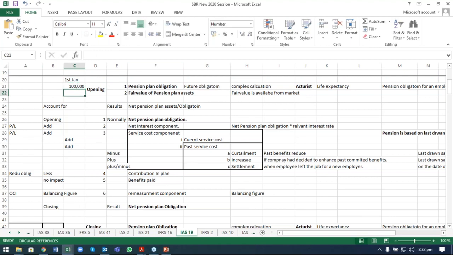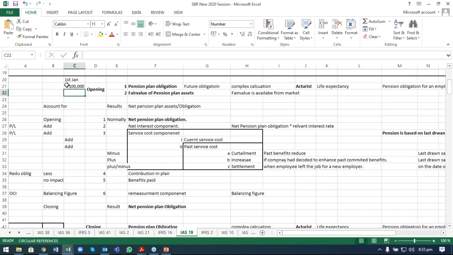Along with it, the fair value of pension plan assets that the company, Moyes Companies, had invested within the pension plan. Why wait for it? If the pension plan obligation was due, I'm going to pay it to the employees. It's not possible, because sometimes the pension plan obligation is way higher. The company might not be able to pay all the pension to the employees.